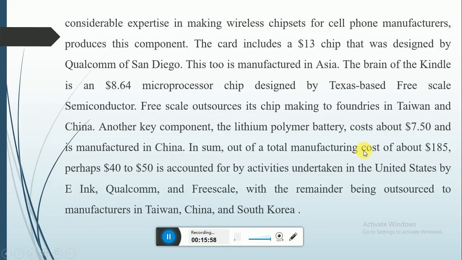So you see that a single product is produced in multiple locations. You see a product which is designed in the United States, some parts are manufactured in Taiwan, some parts in China, some of them in South Korea, and some of them in the United Kingdom. So you see a single product manufactured in different locations based on cost, quality and reliability as well.